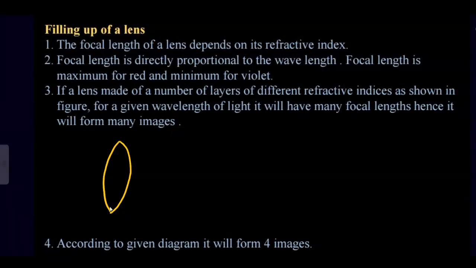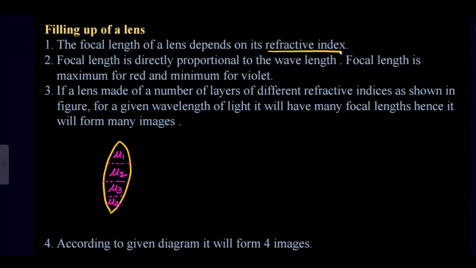Let us say this is the lens we have taken. Imagine this part is filled with one type of medium, mu1. This part we filled with another type of medium, mu2. And this part I have filled with another medium, mu3. Here this is mu4. Let us say four different mediums have filled it. So basically focal length will depend upon the refractive indices, isn't it?